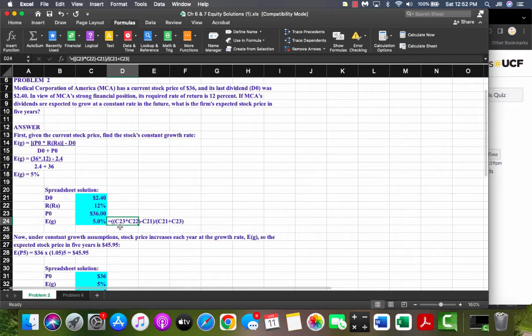So you'll see here, we have C23, which is our current stock price, multiplied by C22, which is our required rate of return. And once we do that, we're going to subtract C21, which is our last dividend. And that whole formula divided by the dividend plus the current stock price. So that'll give us our constant growth rate, which is 5%.